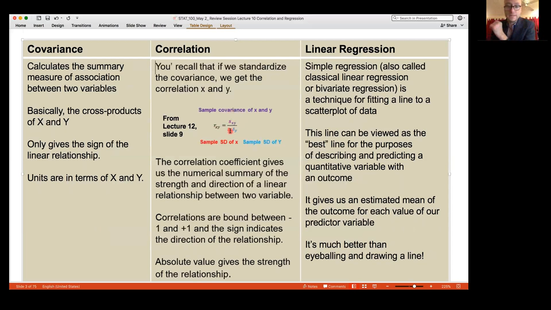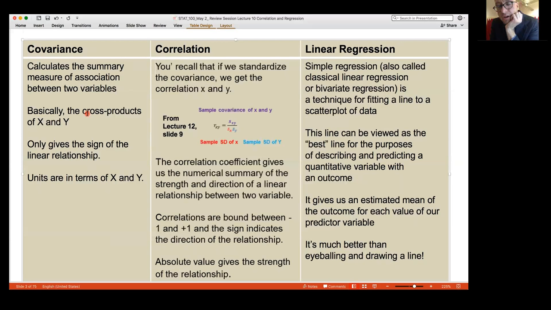Now, here's a little twist. If we give you the sample variance of just X and the sample variance of just Y, then you should also be able to derive the sample standard deviation of X and the sample standard deviation of Y. That's because the standard deviation is simply the square root of the variance.